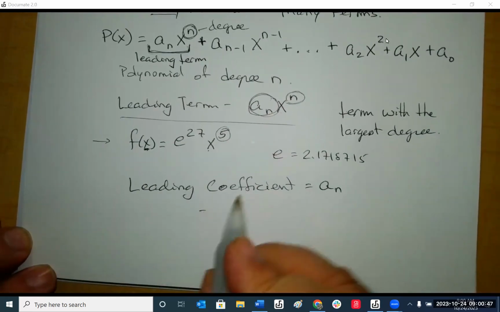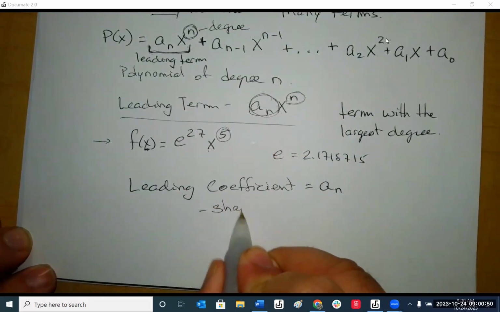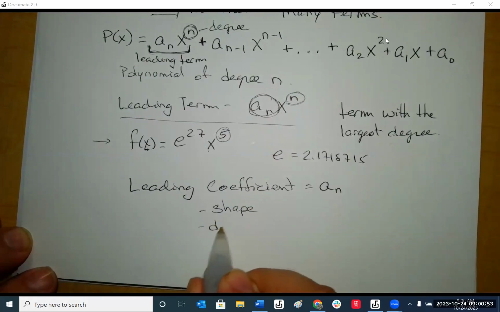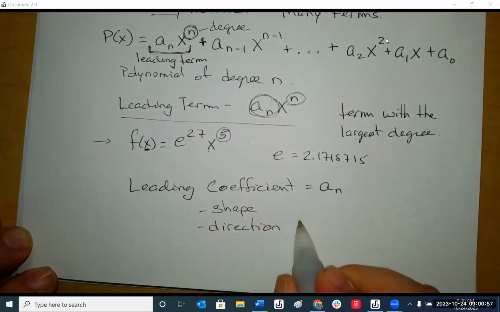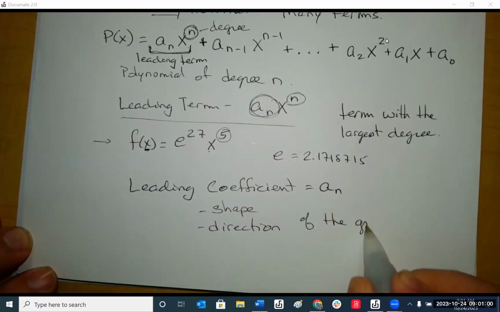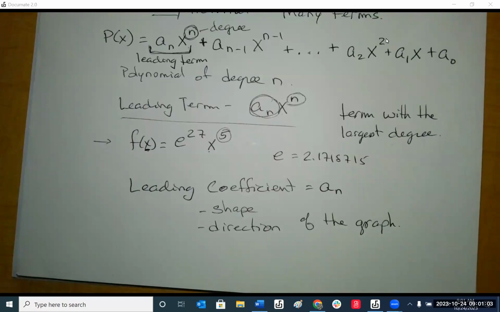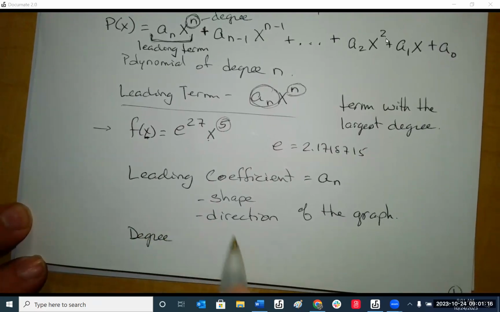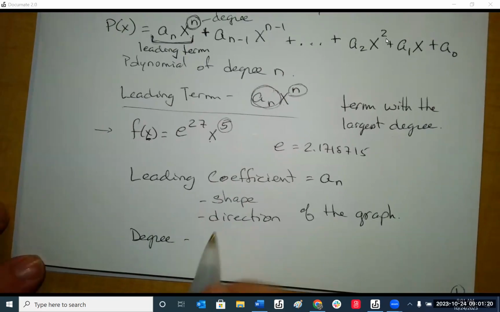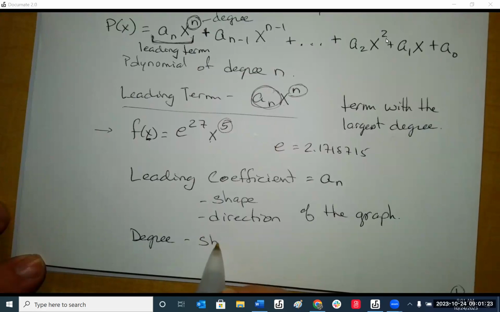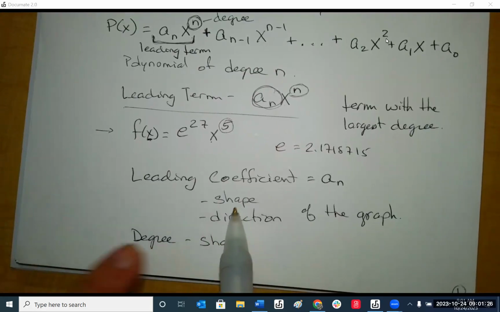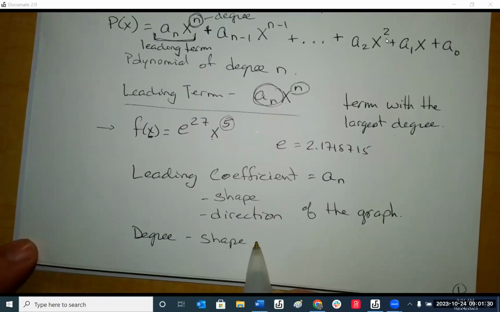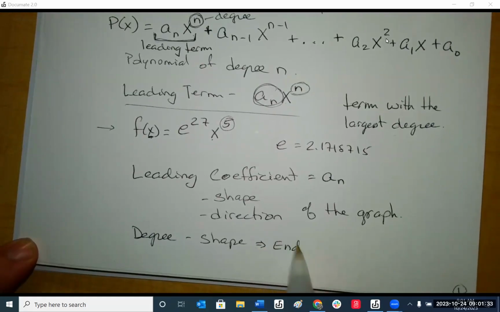What does the leading coefficient do? It tells us the direction of the graph. The degree tells us the shape, but that is not the same as the leading coefficient. The shape here deals with something we call the end behavior.